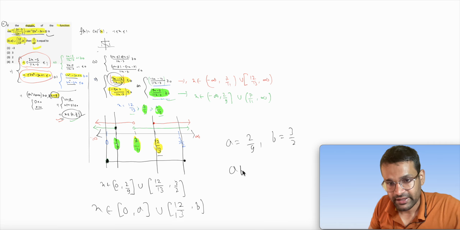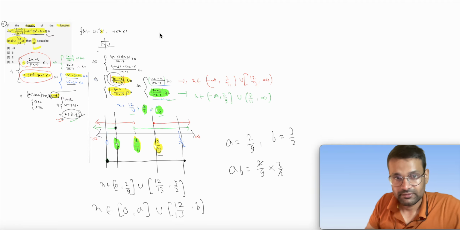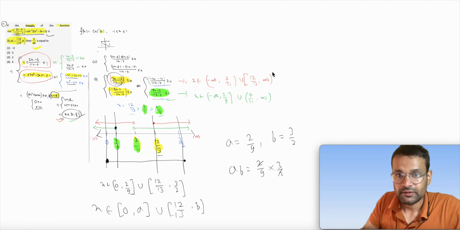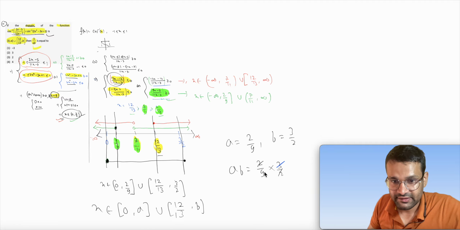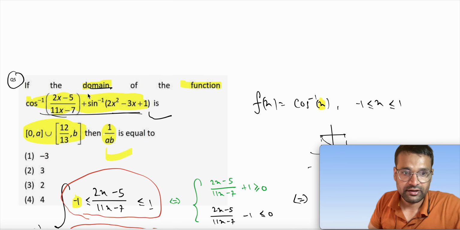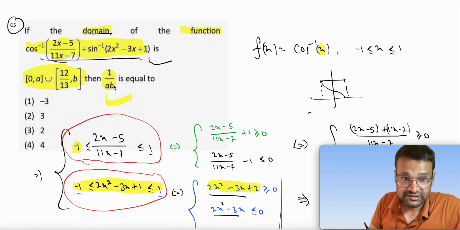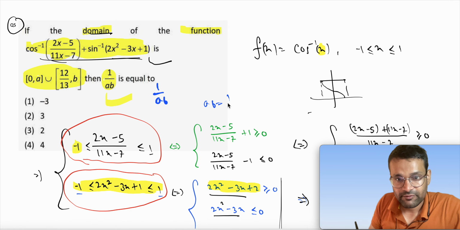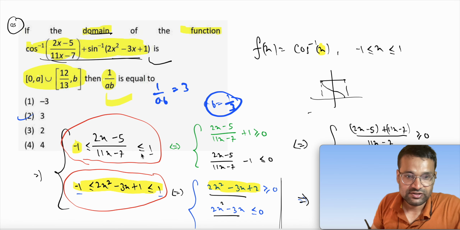Okay, now you multiply a into b, you get 2 by 9 into 3 by 2, which 2 cancels, and now 3 cuts 9 by 3, so a into b is 1 upon 3. The question asks us the value of 1 by ab, and we know that the ab value is 1 upon 3, so take the reciprocal, you get 3, and option 2 was correct.